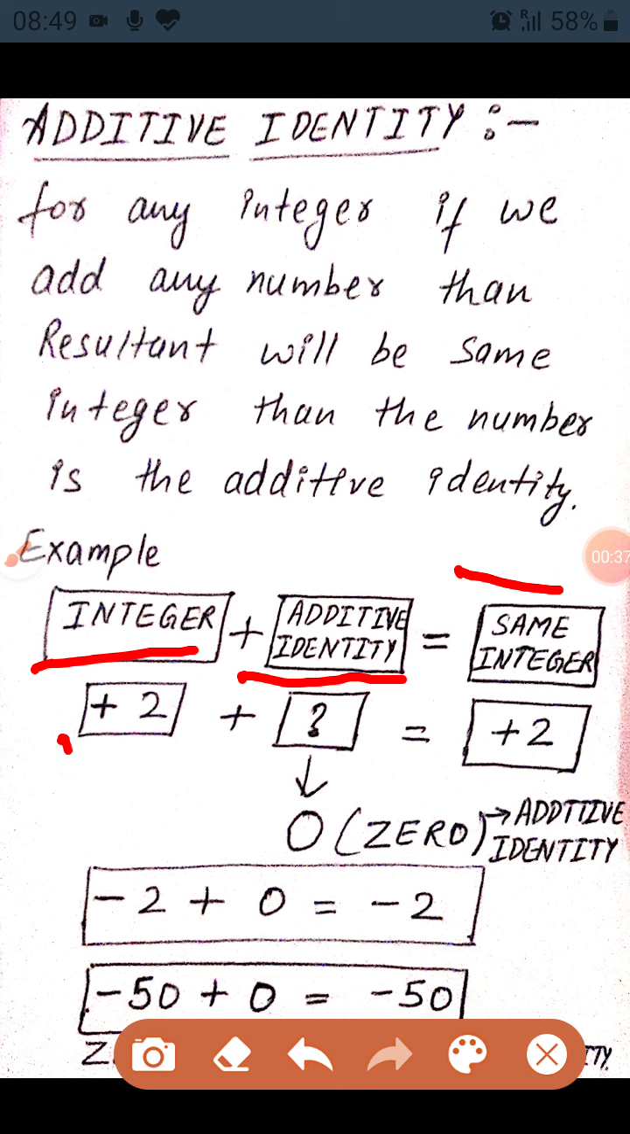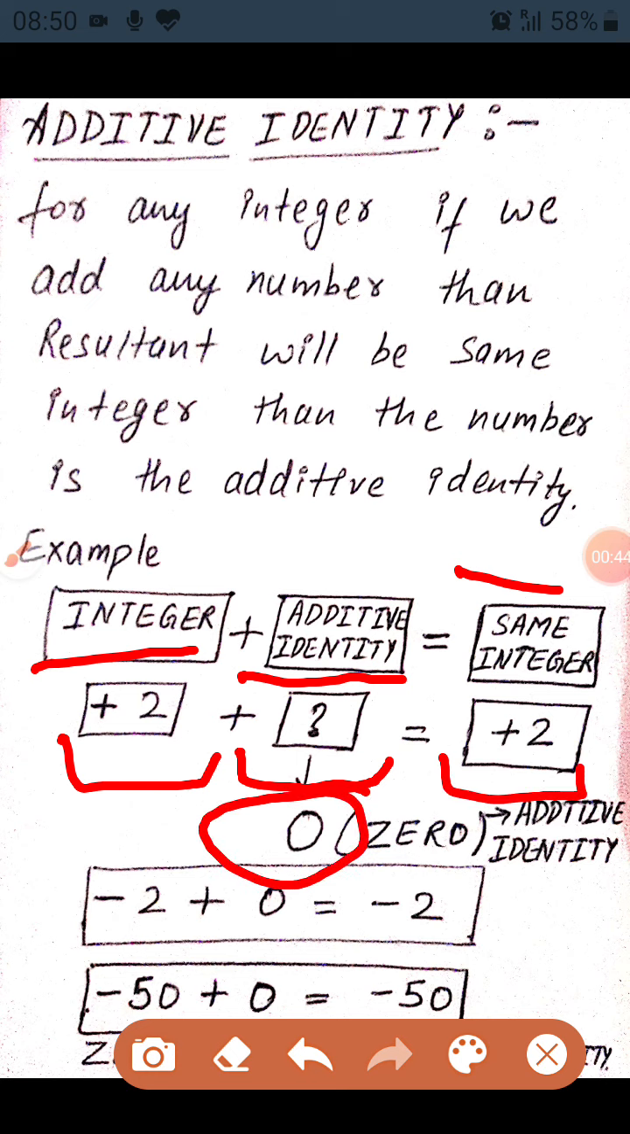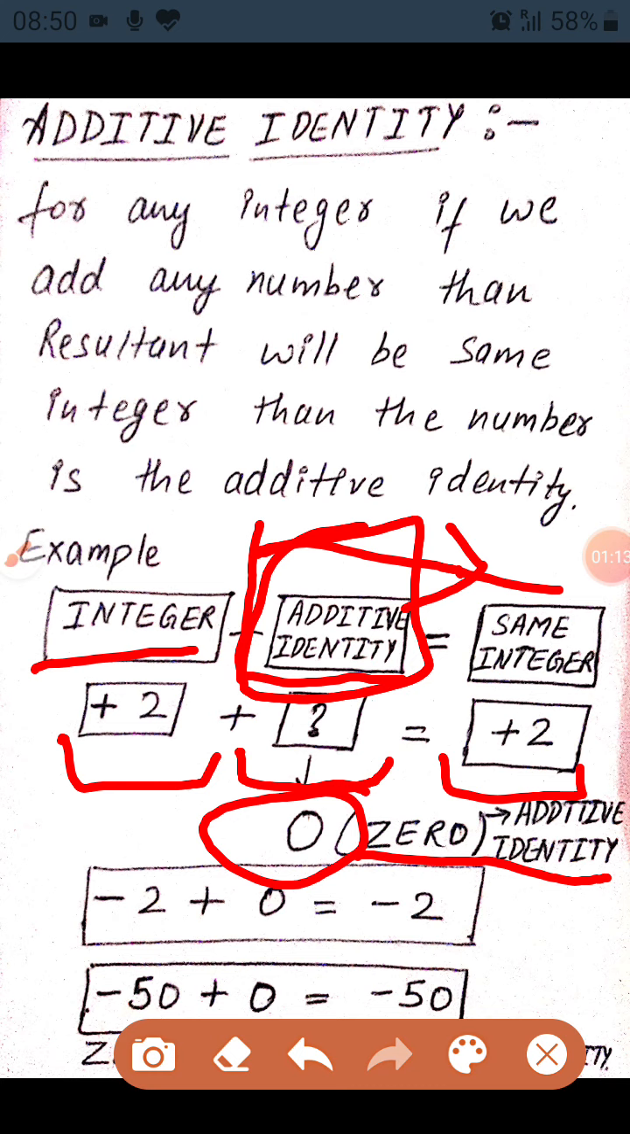For example, plus 2 is an integer. What number may we add to get plus 2? It is 0. So 0 is the additive identity. You can understand additive identity as being like a mirror. If you keep this mirror in front of an integer, you will get the same number. Just like when you stand in front of a mirror, you see yourself standing in the mirror. So you can compare additive identity to a mirror.